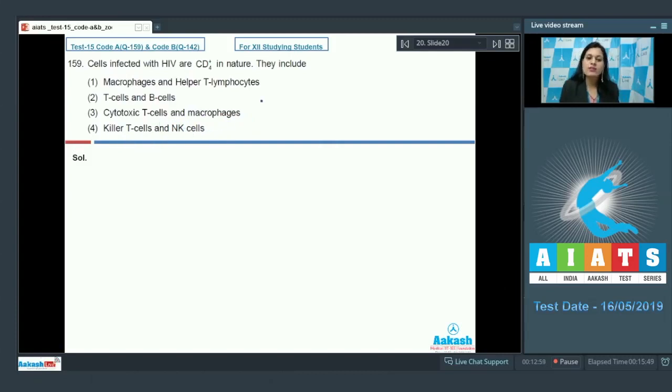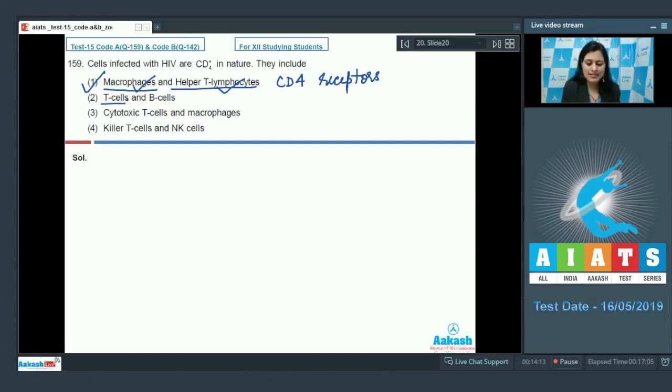And the correct answer to this question is option number 1, macrophages and helper T lymphocytes, because macrophages act like HIV factory and major cells infected by HIV are helper T cells and macrophages that bear CD4 receptors. So these are the cells which are infected by HIV. Let's discuss rest of the options.